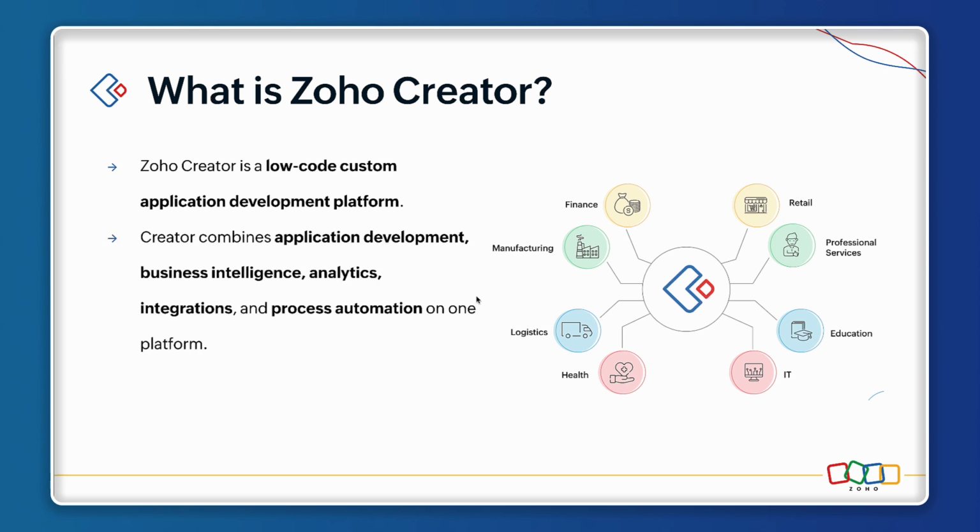It does not just stop with application development. We also have BI and Analytics Creator with which you can build intelligent dashboards, and we have Integration Creator with which you can integrate your applications with 900 plus data sources that are available. And then we have Business Process Automation Creator, which we also call Blueprint, with which you can automate your business processes. All these can be done in one unified platform, which is Creator.